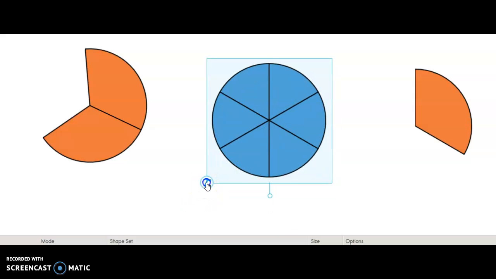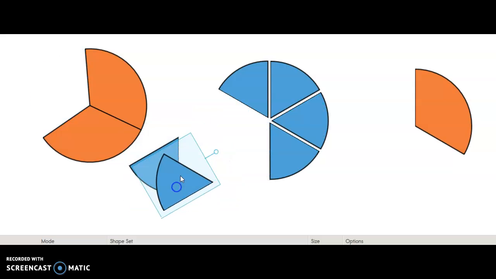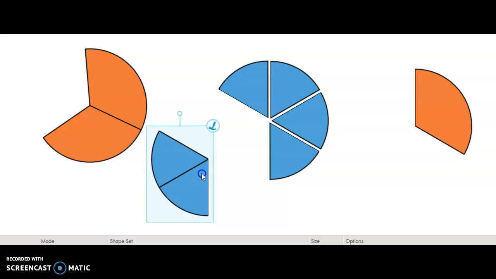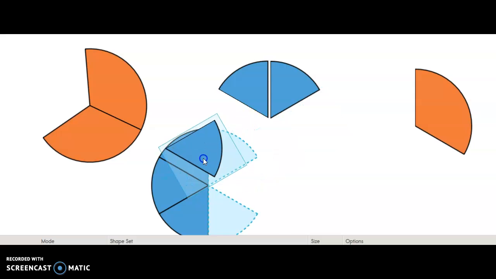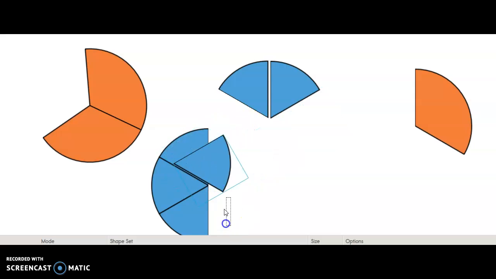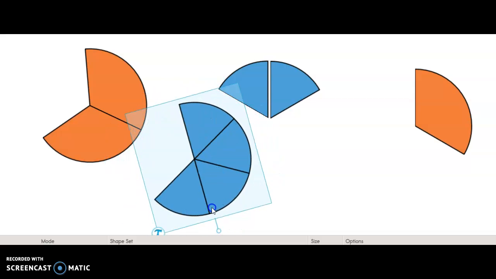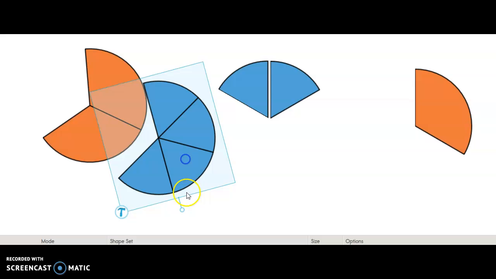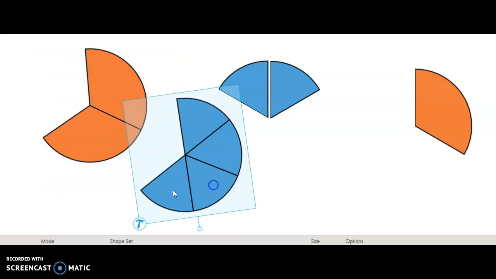And let me see. It was 2/6. So if I put 2 together, I know that's equal to 1/3. Wait, I think that means that 4 of these should be equal. Let me see if I'm right. Absolutely. So if I turn it a little more the way it should be, it's going to work. So 4/6 is equal to 2/3.